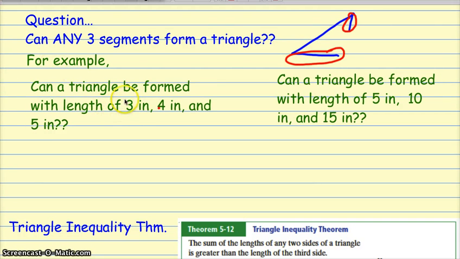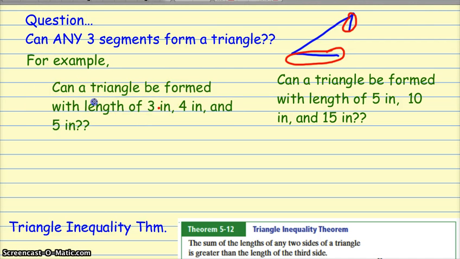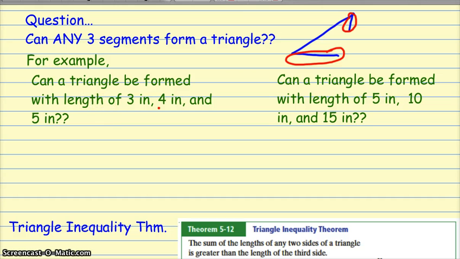All right, so for our example, if I have a piece of wood, a board that's 3 inches, one that's 4 inches, and one that's 5 inches, I want to know that if I were to nail these together, would they actually make a triangle?